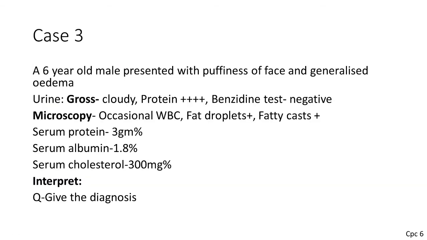Coming to case 3, you have a 6-year-old male presented with puffiness of face and generalized edema. Grossly, the urine was cloudy, protein was 4+, benzidine test is negative. So benzidine test negative indicates there are no RBCs. Even under microscopy, no RBC was seen. Occasional WBC, fat droplets and fatty casts were seen. Serum protein was 3 g%, serum albumin 1.8, and serum cholesterol 300 milligrams. So interpret, give the diagnosis with justification.